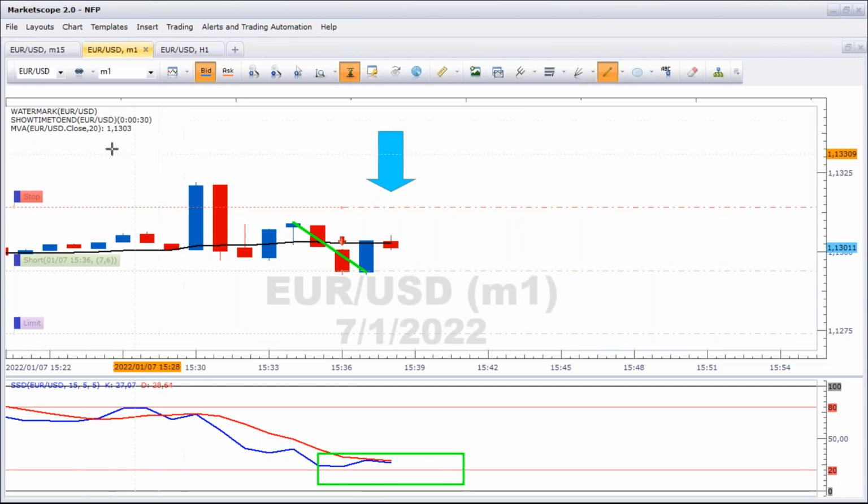And then just something that's, I think, quite useful is the show time to end, so we can see when the next candlestick is due. So in the next 25 seconds, we'll get the next candlestick, right?